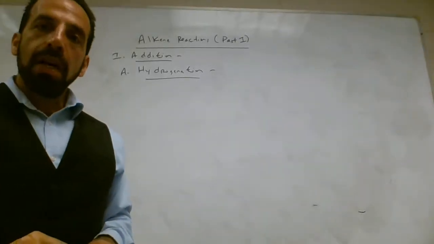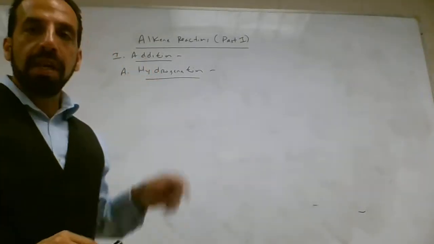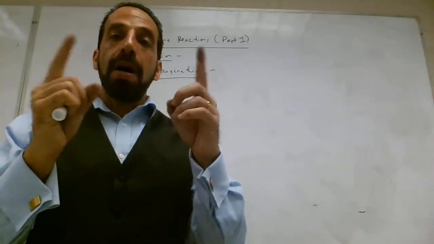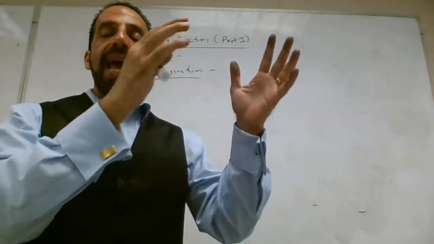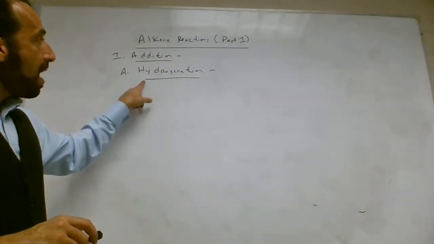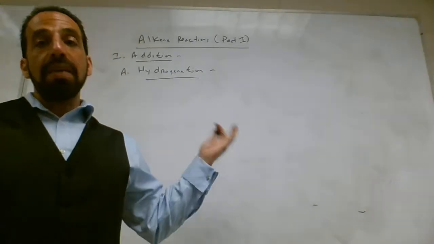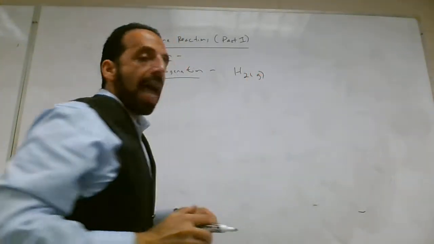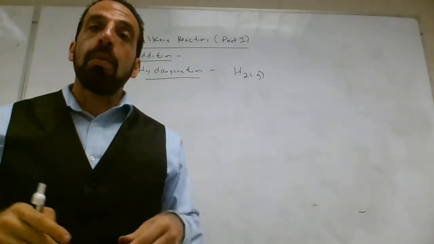Look at alkene reactions. The first type we're going to look at is called addition reactions. Basically, what's going to happen is we're going to break apart that double bond into two single bonds and then add stuff across that double bond. The first one we're looking at is hydrogenation. Now, that means I have hydrogen. So I'm going to add hydrogen across that double bond once I break it.